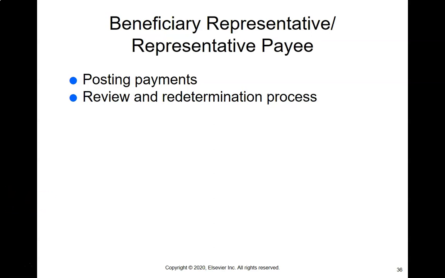When posting payments, you want to watch out for possible Medicare overpayments. There are several different types of scenarios that could happen. The carrier processes the charges more than once. The physician receives duplicate payments from both Medicare and a secondary payer. The physician is paid directly on an unassigned claim, and the payment is made on erroneous information. You want to make sure to review the redetermination process.